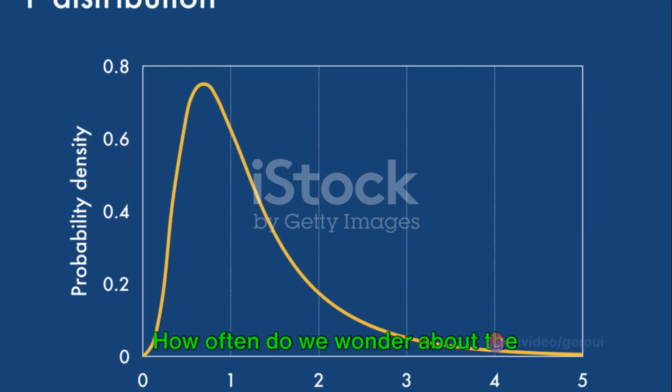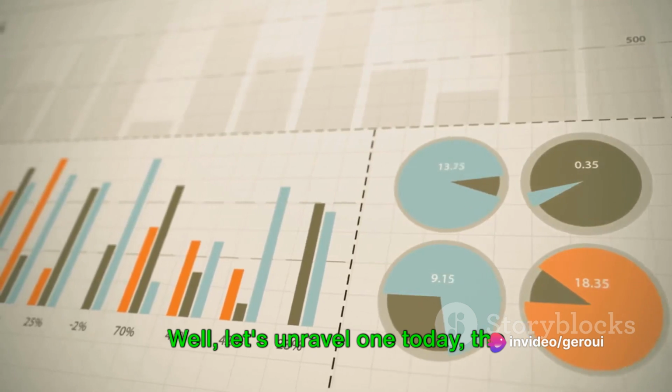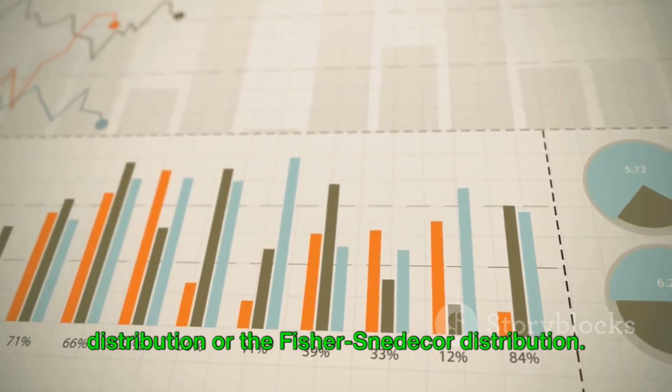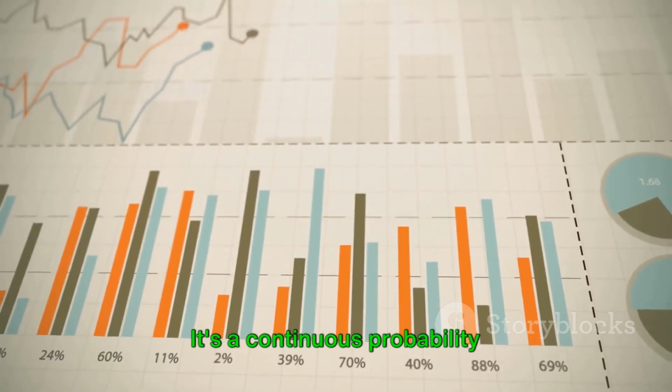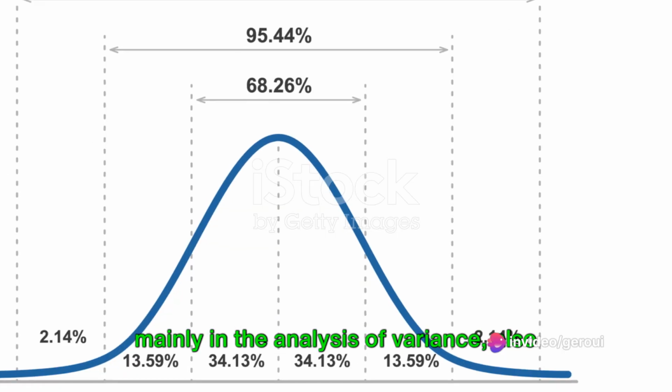How often do we wonder about the mysteries of statistical distributions? Well, let's unravel one today, the F distribution, also known as Snedecor's F distribution or the Fisher-Snedecor distribution. It's a continuous probability distribution that frequently arises as the null distribution of a test statistic, mainly in the analysis of variance, also known as ANOVA, and in other F tests.